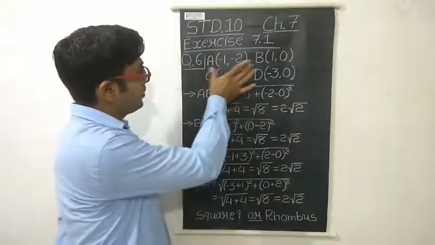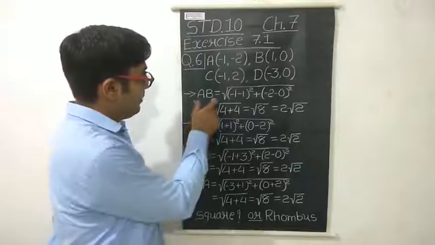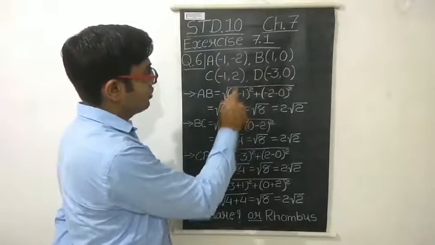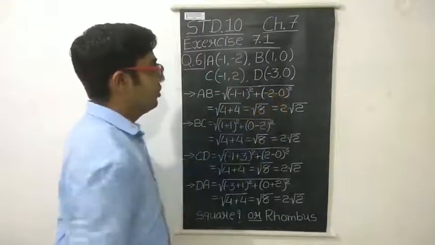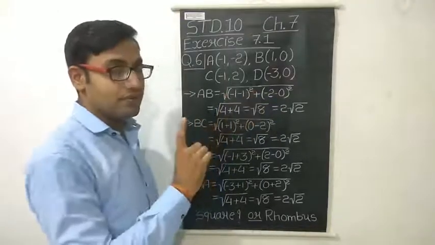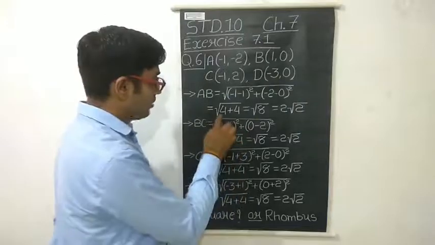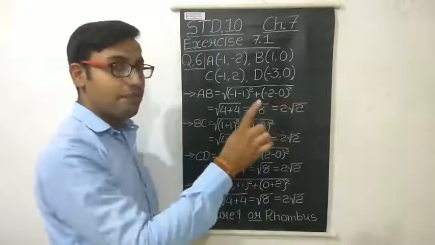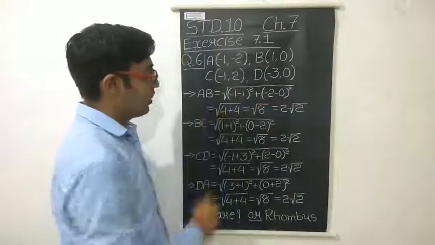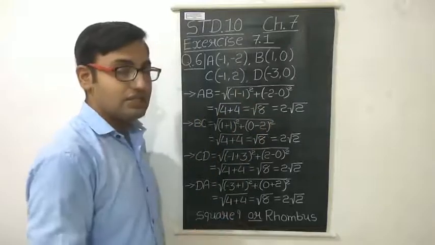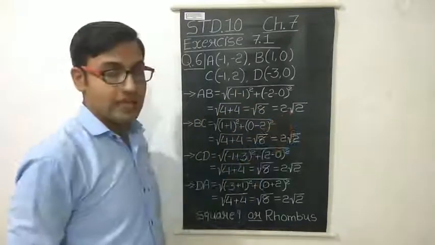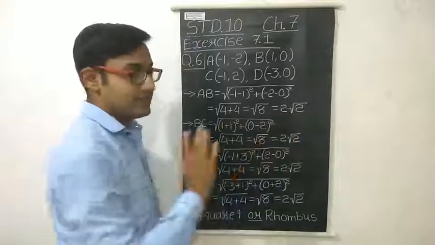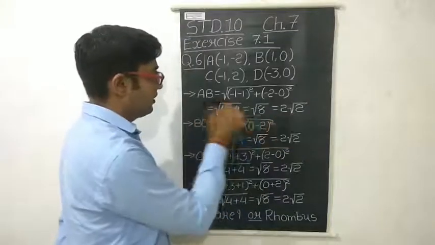So let us first find the distance between the points A and B. AB is equal to what? Under root (-1 - 1) whole square plus (-2 - 0) whole square. -1 - 1 is -2, and -2 square is +4. Also -2 - 0 is -2 and -2 whole square is +4. So under root 4 + 4, that is under root 8, and under root 8 is 2 root 2, because 8 is 4 into 2 and the square root of 4 is 2. So this is the value of the distance AB.